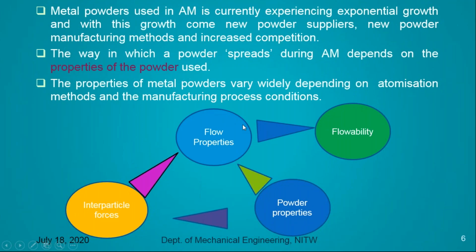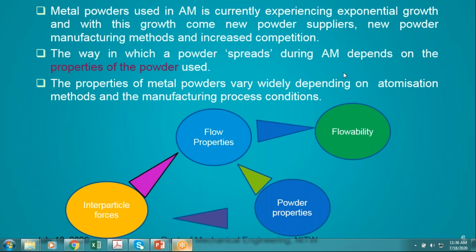Coming to this, the metal powder which we are using in additive manufacturing is experiencing very exponential growth, and with this growth we have new powder suppliers. Day to day, the growth of additive manufacturing is increasing, so we need more powder manufacturers. With new powder manufacturers and increased competition in powder manufacturing methods, the way the powder is spread during additive manufacturing totally depends upon the properties of the powder we use. And the properties of metal powder vary widely depending on the atomization methods.